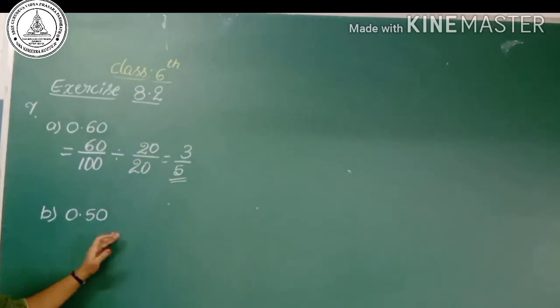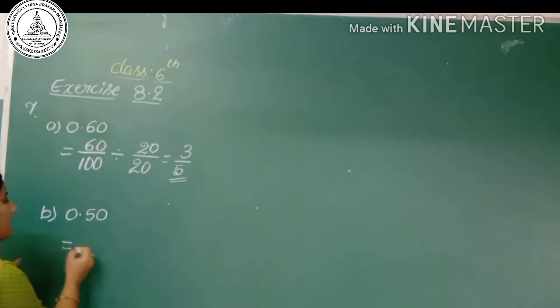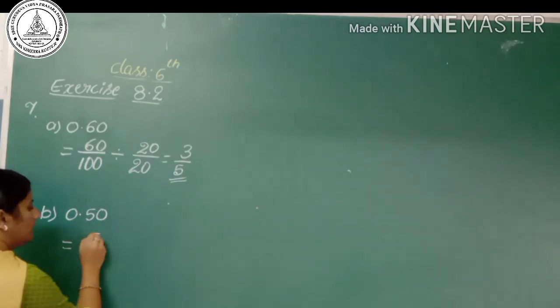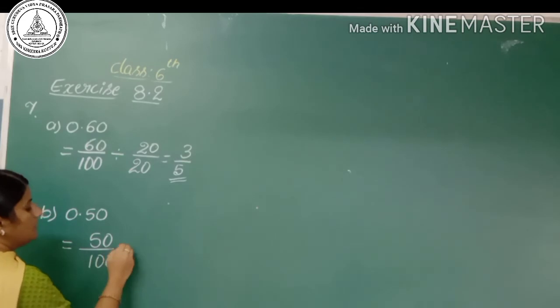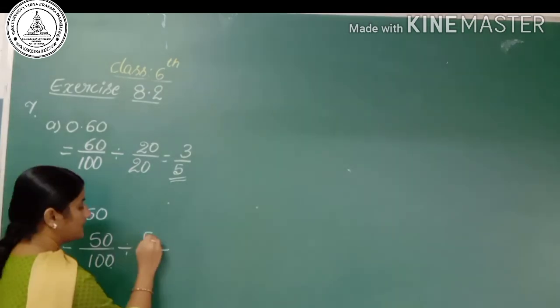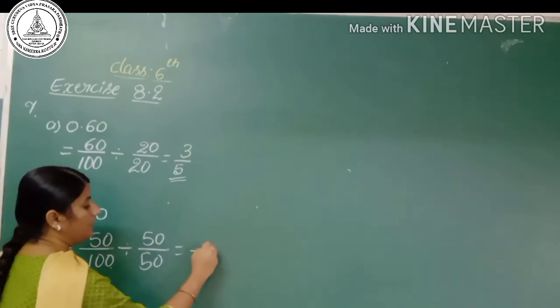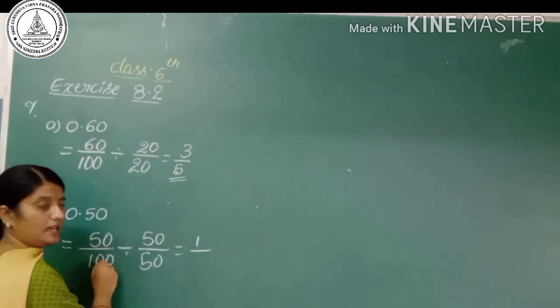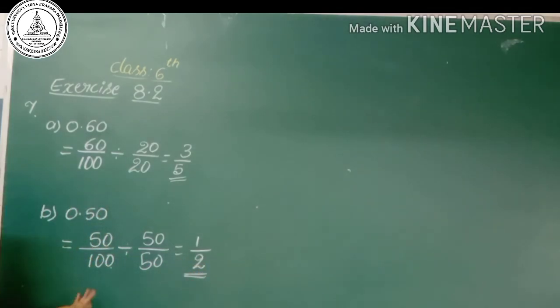Similarly, the second one, 0.50. It can be written as 50 hundredths, right? Write it in fraction form as 50 by 100. These two, numerator and denominator, are divisible by 50, right? 50 ones are 50, 50 twos are 100. Okay? Is it clear?